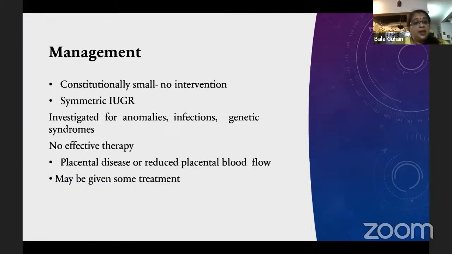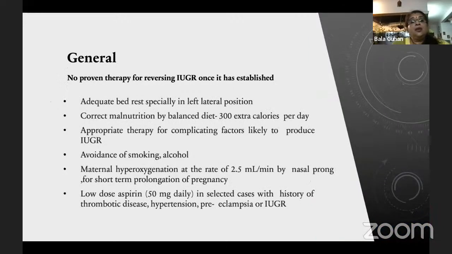So, management of such cases: for constitutionally small babies, no intervention is needed. Asymmetric IUGR babies are investigated for anomalies, infections, and genetic syndromes. There is actually no effective therapy. Placental disease or reduction in placental blood flow may be looked into and correction tried. So there is no proven therapy for reversing IUGR once it is established.